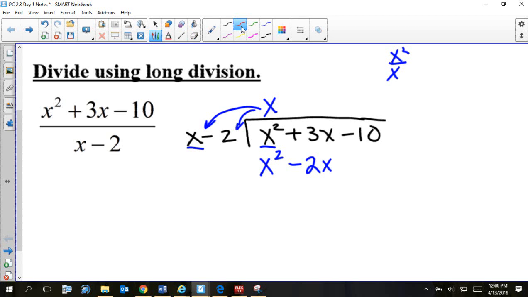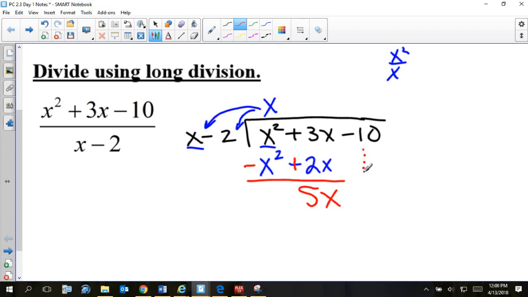What's next? Subtract. When I subtract, I personally like to add the opposite instead of subtraction. So I change all my signs, and then I add them together. You just got to make sure that you subtract all the terms, not just the first term, so you distribute that minus sign to both. So there's my subtract. What comes next?